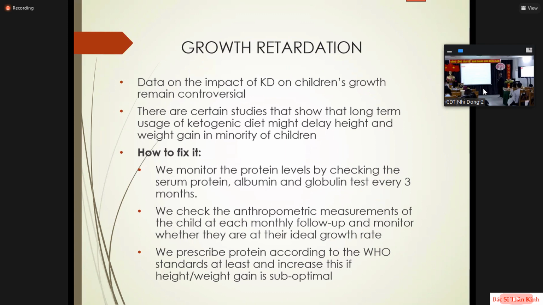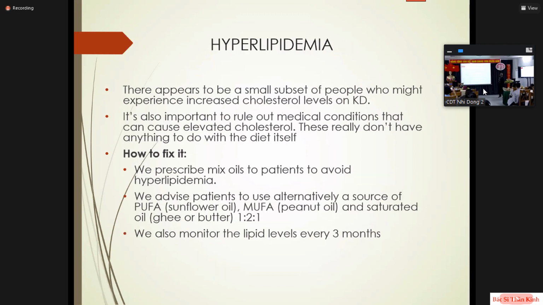The growth retardation we've talked to you about. This has been seen in many of the centers. But if you can ensure adequate protein and calories, you're not going to have this growth retardation. The hyperlipidemia has been overemphasized. Hyperlipidemia can come in the first few weeks or first few months and it will drop after some time.